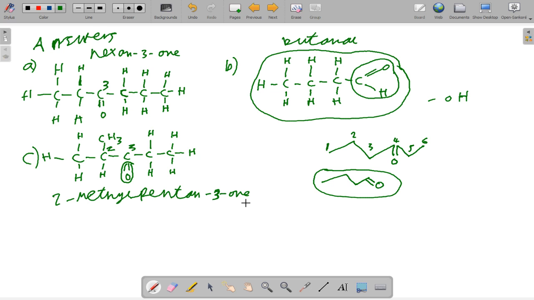So for 2-methyl pentan-3-one, we have 1, 2, 3, 4, 5. So 1, 2, 3, 4, and one more for 5, and we have a double bond O on the 3, and a methyl. I'm just going to use a stick to represent the methyl group. That's your 2-methyl pentan-3-one.